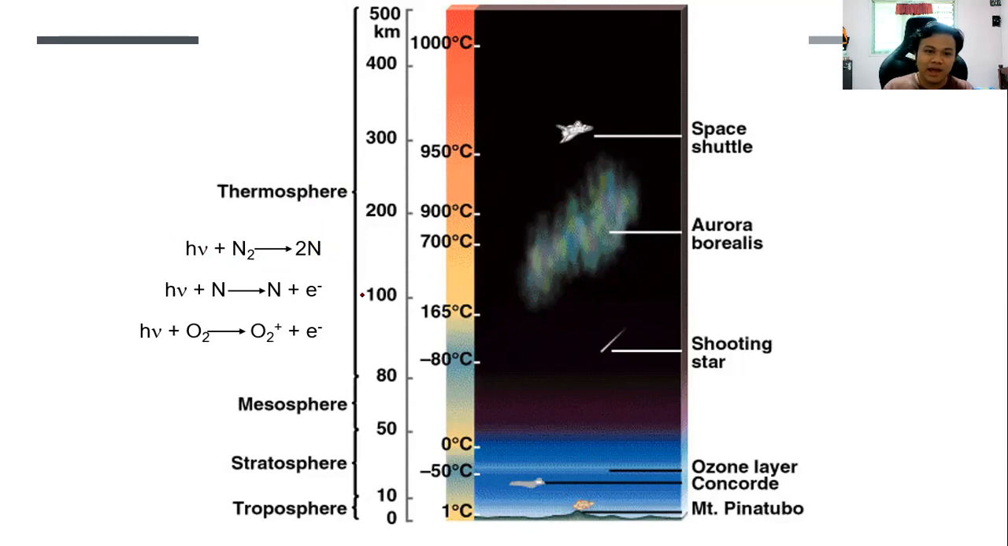And then way up is space, where the space shuttle is, and actually the fifth layer of the atmosphere is the exosphere. It was not included in the book, but there is a fifth layer of the atmosphere called the exosphere. All right, so let's move on.